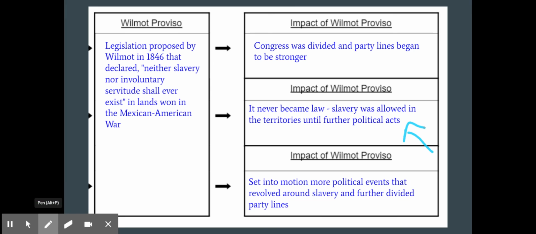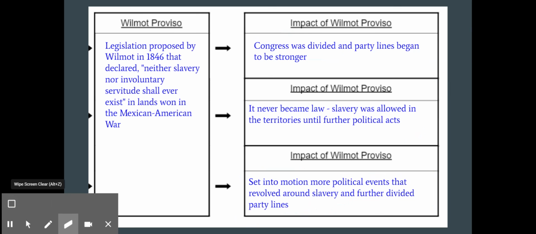This is what you're going to be reading about today for your assignment. This is also one that we kind of inferred and took from this one as well. So it set into motion more political events that revolved around slavery and further divided party lines. Because this was so divisional, I had trouble saying that. Because it was so divisional, and it really brought into light this issue of slavery in the political sphere. Because remember, before then, people kind of were just letting it happen for what it was. So this really set into motion more of those political events, set into more of that cultural change that eventually led to the United States Civil War.